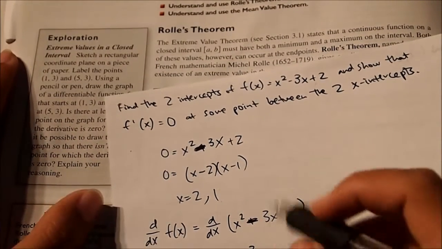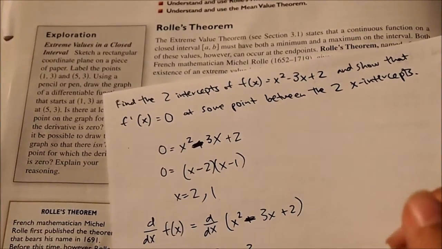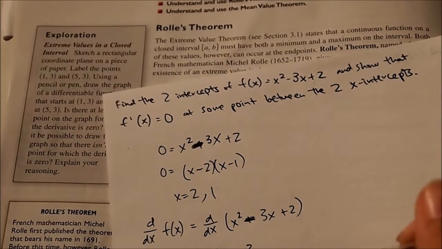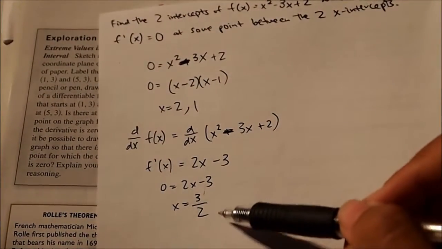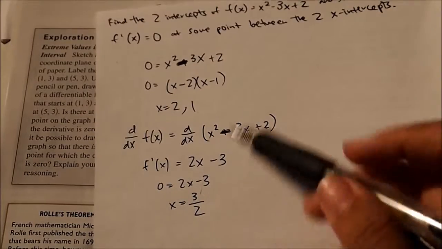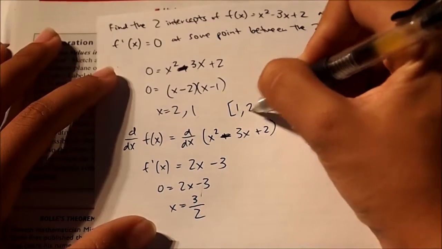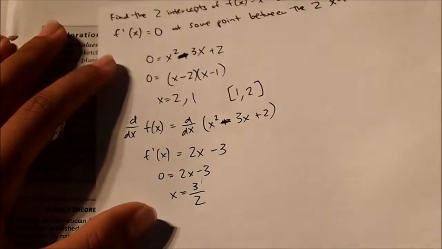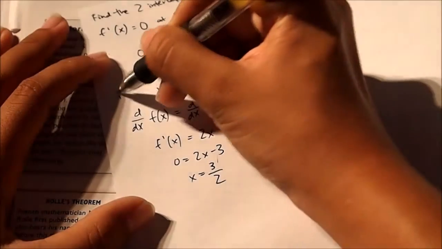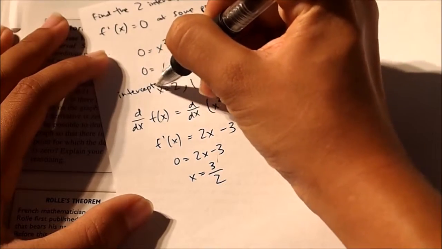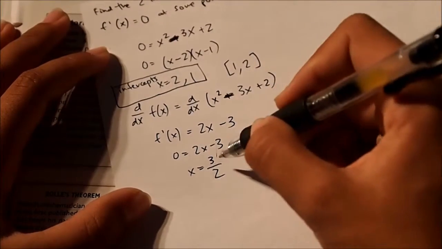So 3 halves is in between the 2 x-intercepts, and the line tangent to it is equal to 0. It is a horizontal tangent. You can't see my work. There it is. It is a horizontal tangent at this point, and it is within the interval 1 to 2. These are the intercepts. And then this is the point.